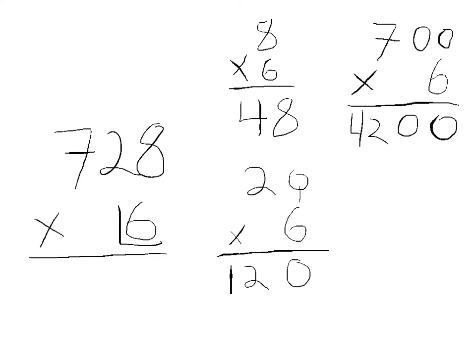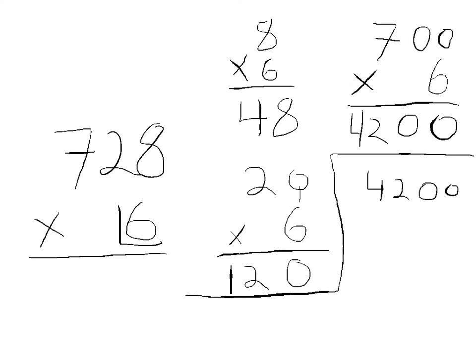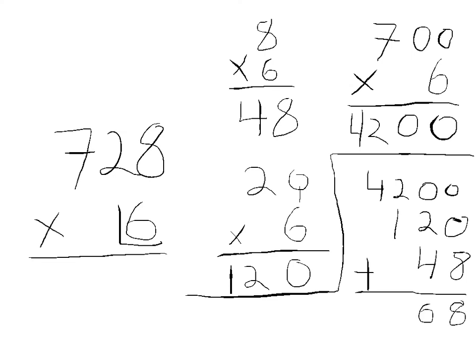Alright, so what do I have to do? All I have to do is add these numbers together now. So, I'm just going to separate off an area so you guys can see it. So we have 4,200, 120, and 48. So, add it together. 0 plus 0 plus 8 gives us 8. 0 plus 2 plus 4 gives us 6. 2 plus 1 gives us 3. Plus 4 gives us 4,368. So there it is.